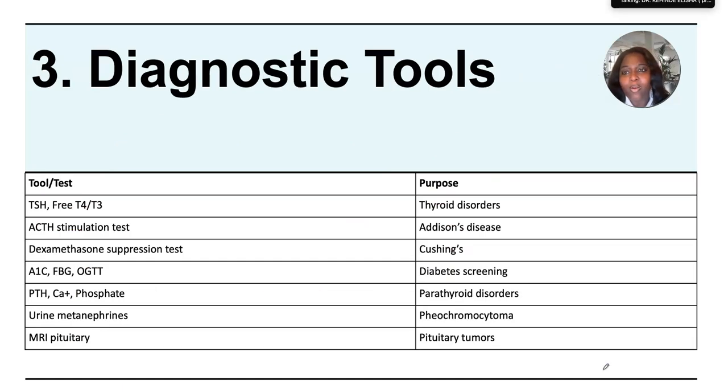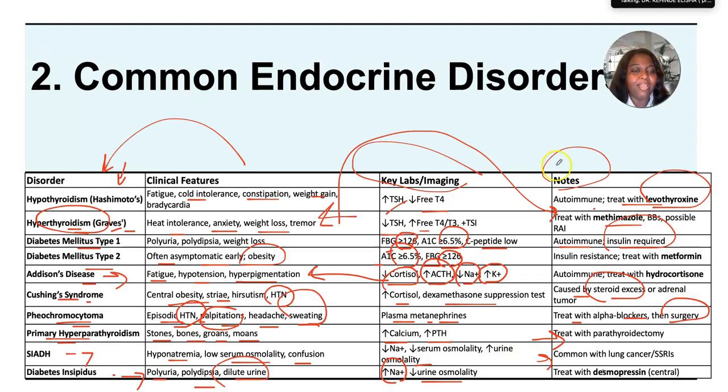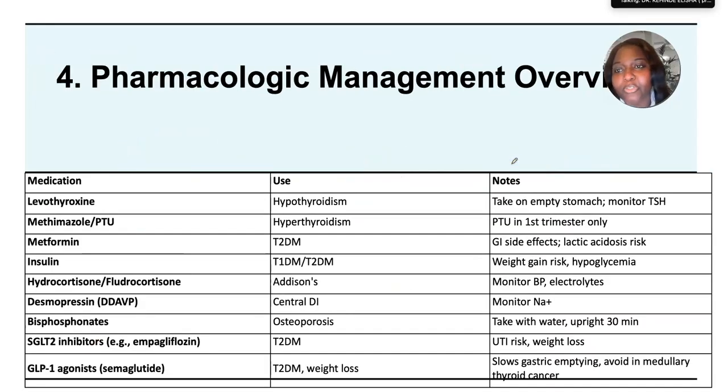Now, diagnostic tools: TSH, free T3, T4, ACTH stimulation test, dexamethasone suppression test, hemoglobin A1C, fasting blood sugar, OGTT, PTH, calcium, phosphate, urine metanephrines, MRI pituitary. They are the things that we do for all of this concept. But if you look at it, I linked these tests here already. So this is just a reinforcement. Now, in general, how do we manage these conditions?